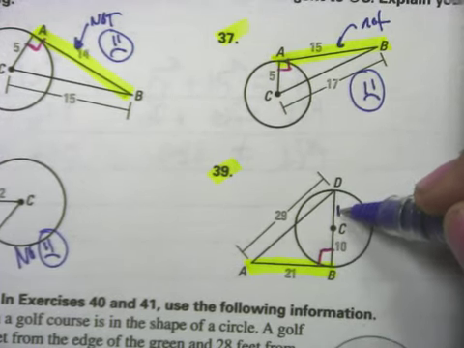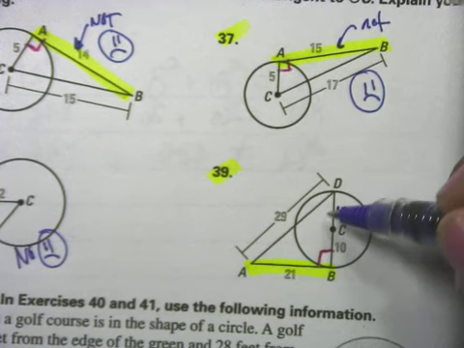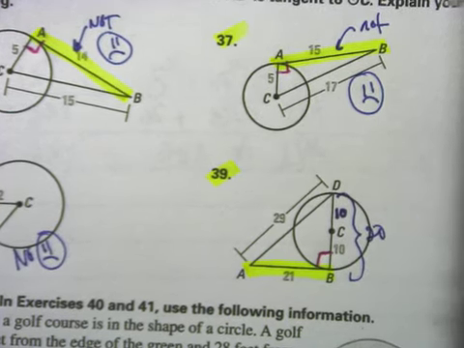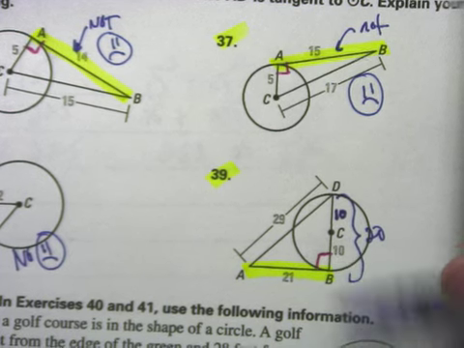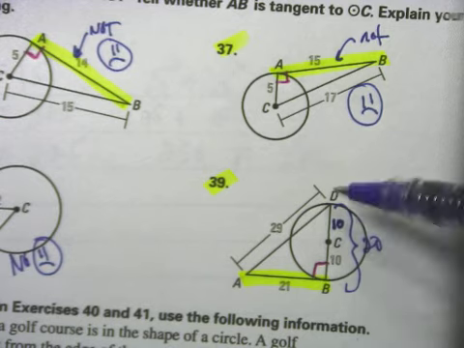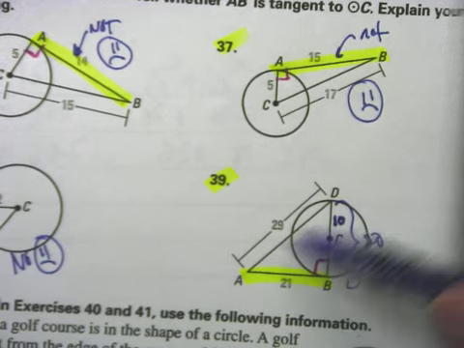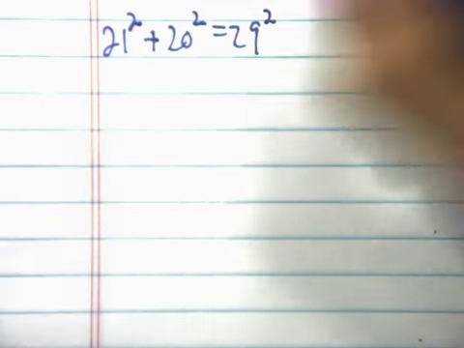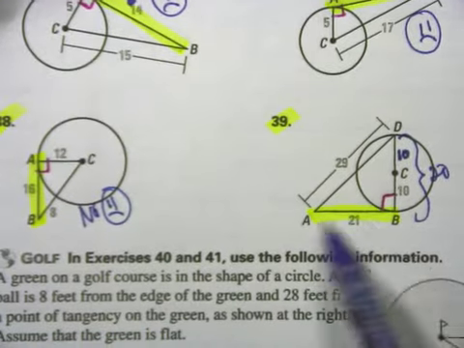Number 39 was a little bit tricky because here my line AB is 21. This radius right here is 10. So this radius here is also 10. So really this side of the triangle is 20. So if you want to see if this line is tangent, then 21 squared plus 20 squared should be equal to 29 squared. Let's try that out.